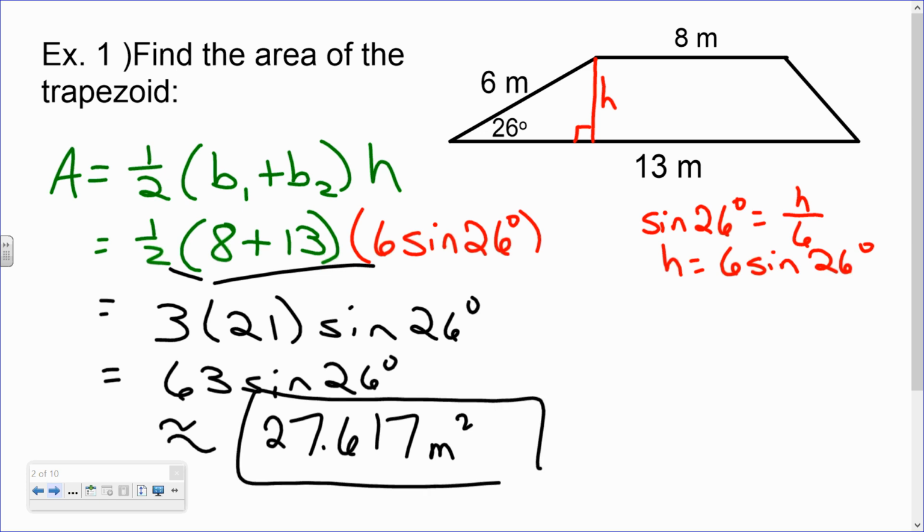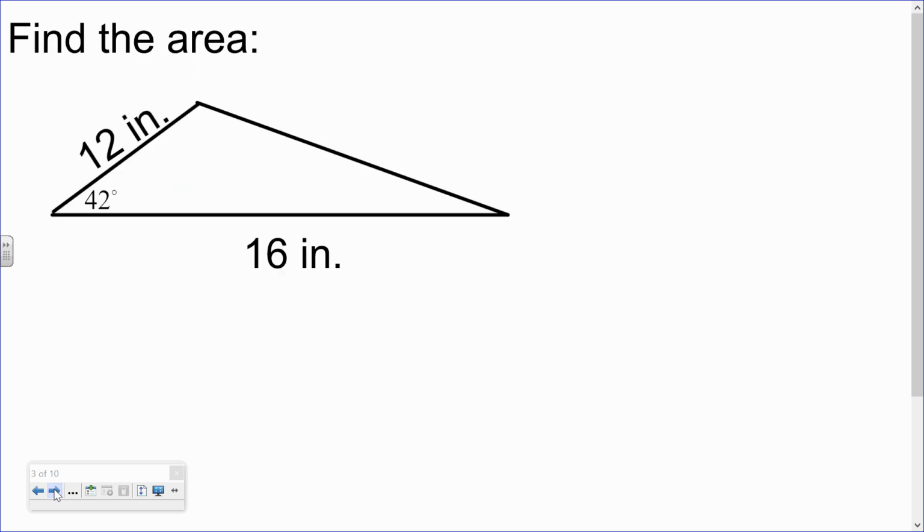So if it's area of a trapezoid, that's what we have to do. We have to do that extra little step to get the height in there and then plug it in. We're not going to have a separate formula for a trapezoid area. So now let's do a triangle.